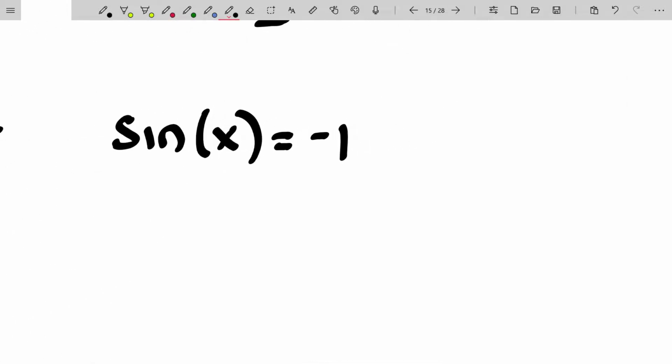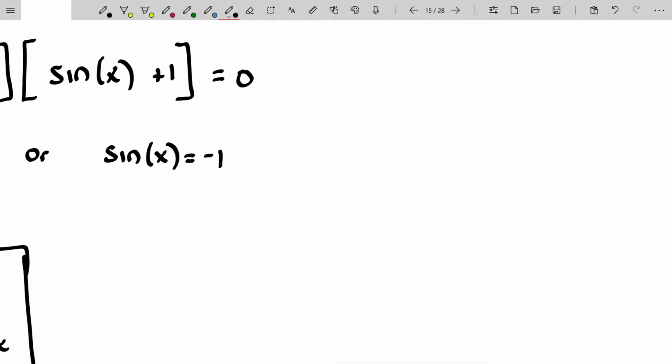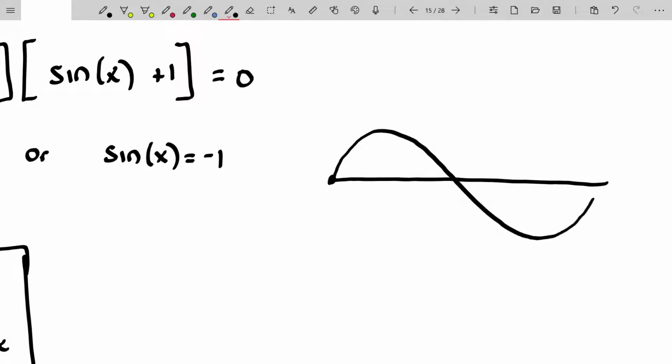Sine equal to 0, 1, or -1 means just draw out the sine curve. The sine curve starts at 0, 0 and looks like that and continues on forever. It crosses the x-axis again at 2 pi. Here's pi. But here's 3 pi over 2, and that's the important one here, because at x equals 3 pi over 2, the sine becomes a -1.